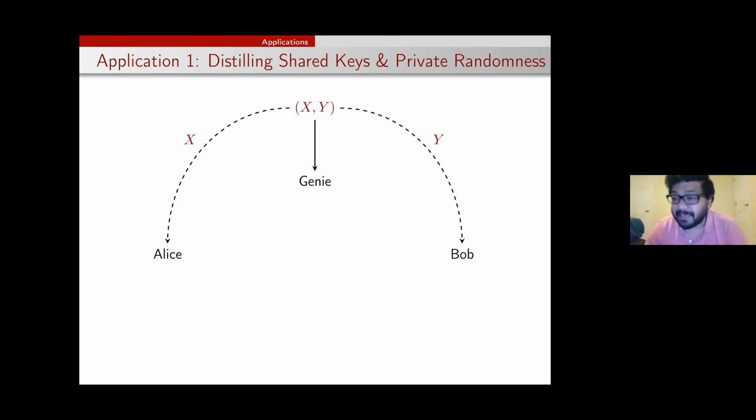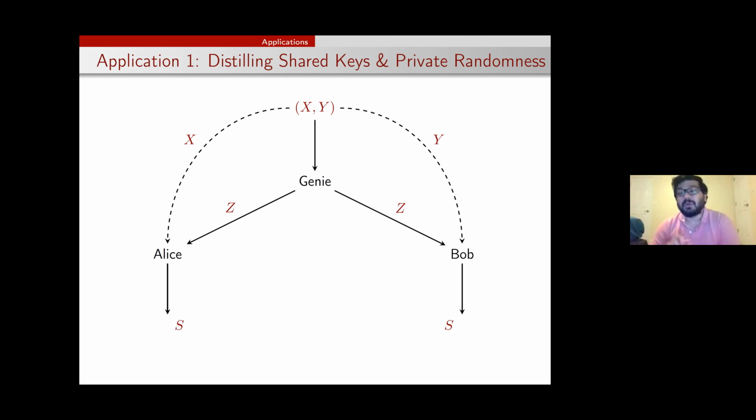There is a deterministic Genie who gets access to both the samples X and Y and provides some suggestion or assistance Z to both Alice and Bob. And the objective of providing this assistance is the following. Alice and Bob want to agree on a secret key.